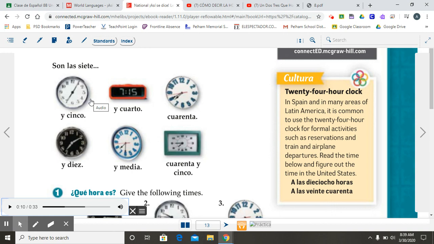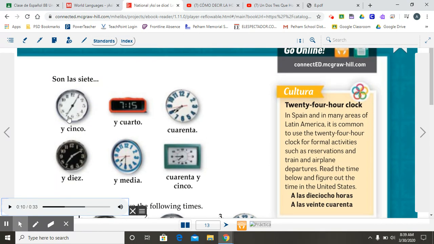So these are going to be not just the hour, but also the minute. So they're all going to be 7 for the hour, and then the minutes are different. So son las 7:05. 7:05, all right? Son las 7:05. Now, 7:15. Son las 7:15. Try that one more time because this word is tricky, especially if you have a hard time rolling your R's. So, son las 7:15.